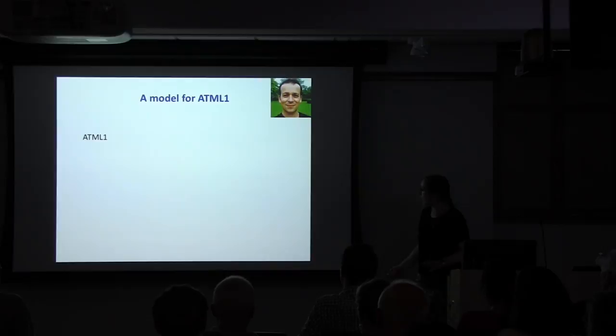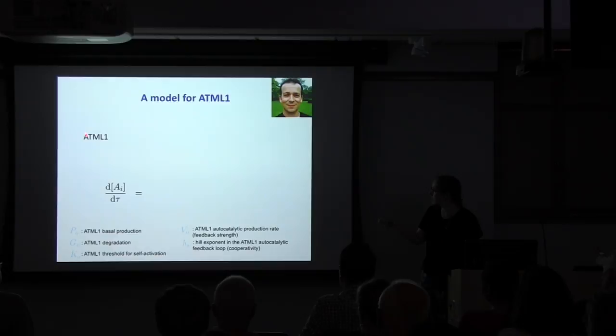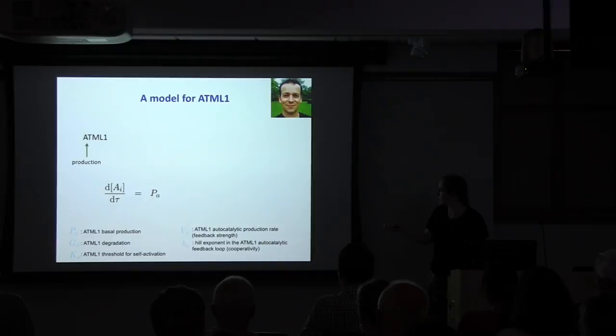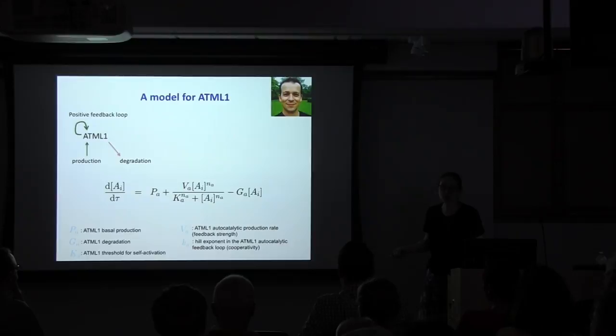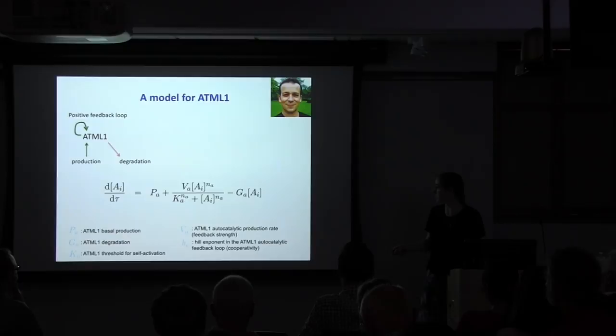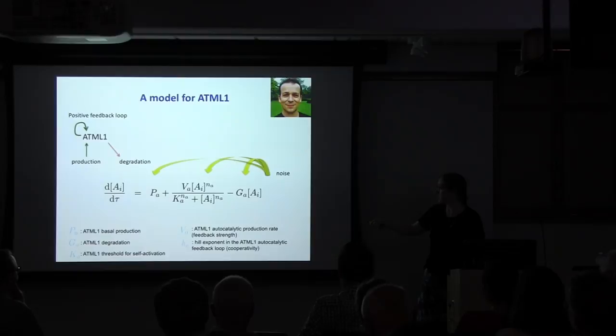This is developed by Pau Formosa-Jordan. So in every single cell, we've got ATML1. It's got a concentration that changes in time based on a production term, a degradation term, and a positive feedback loop that we hypothesize because ATML1 has its own binding site in its promoter. And it turns out in the model it can work whether we have or do not have this positive feedback loop, so it's actually not necessary. And then we put stochastic noise into every single part of this equation, so everything is a little bit random.